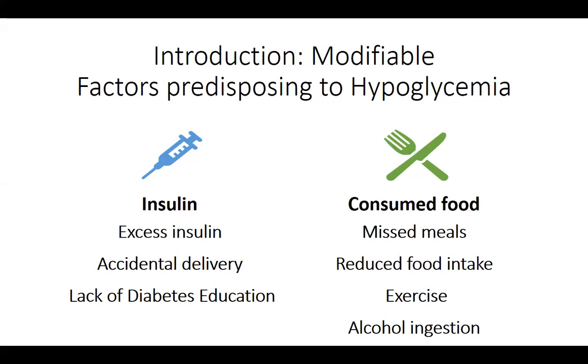So let's go back to modifiable factors that predispose someone to hypoglycemia. And like I said, hypoglycemia is because you're having a mismatch between insulin and the food that is in the system. So if we think about insulin, what could be making you have too much insulin compared to the food that you've eaten? I'd like to talk about the first thing, which I'm passionate about, which is the lack of diabetes education.